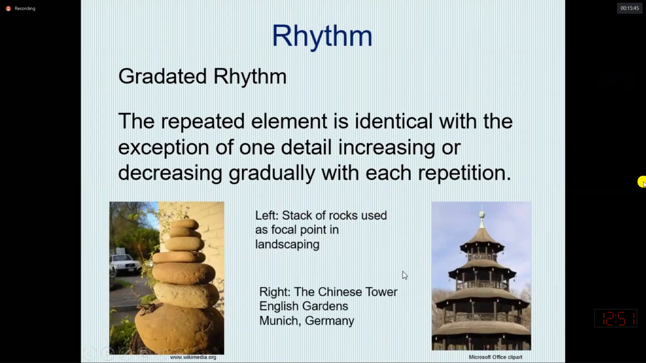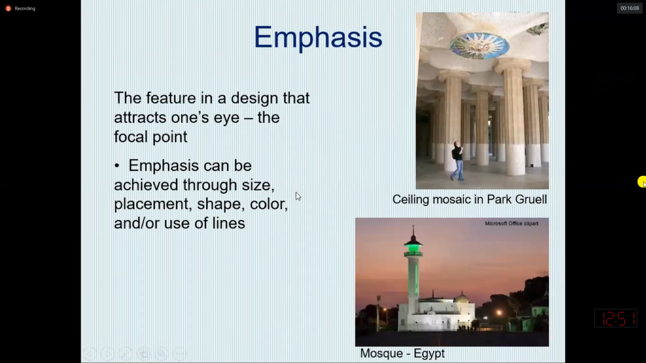The next two examples: the first one is the stack of rocks. The size is reducing at the top. It's a landscaping element. While the second one is the Chinese tower in English Garden, Munich, Germany, where again the top part has a bit different top, but the rest of them are unified together and are again repeating.